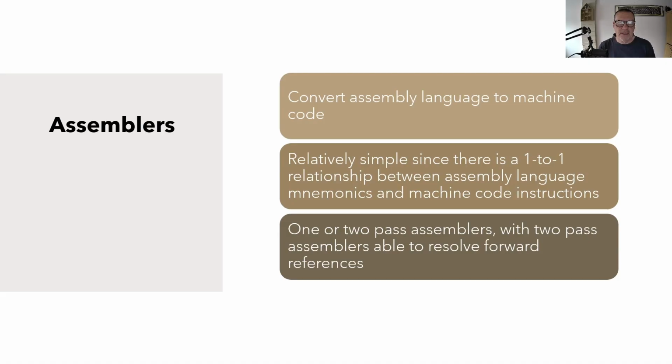Assemblers convert assembly language to machine code. This is a relatively simple process since there's already a one-to-one relationship between assembly language mnemonics and the machine code instructions that are needed. You can have one or two pass assemblers, with a two-pass assembler being able to resolve forward references.